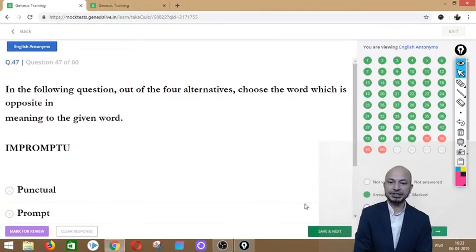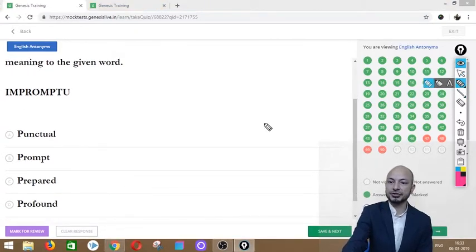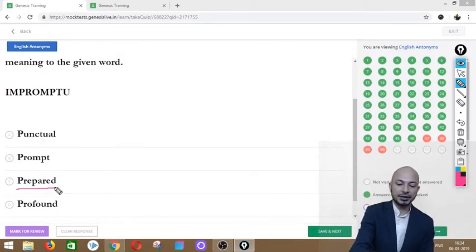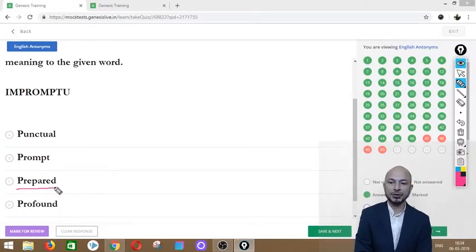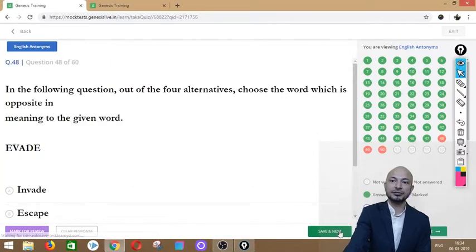So we come to question number 47. The word is impromptu, and the options given are punctual, prompt, prepared, and profound. And the correct option is option C, which says prepared. So impromptu is something like a speech which is done without any preparation, there and then, at the moment. And prepared is, of course, when you go ready, when you go prepared. So we can see they are antonyms. So we click option C and go on to the next question.